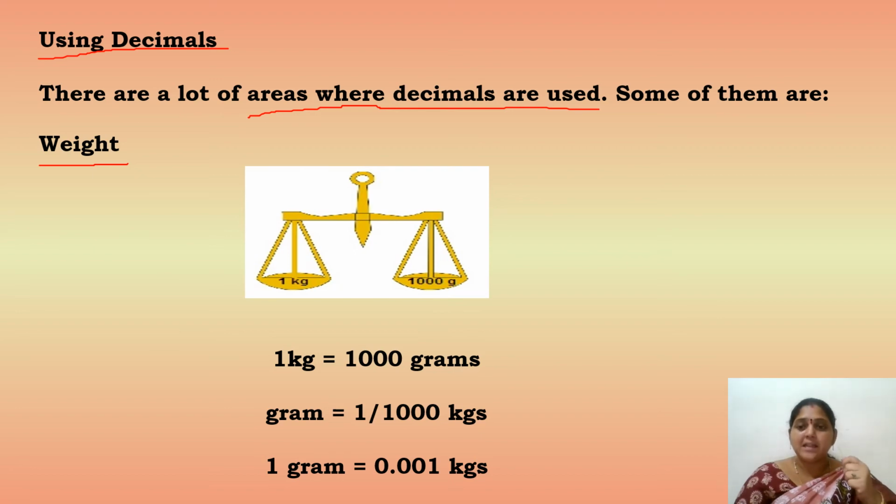So what is the quantity of 1 kg? 1 kg is equal to 1000 grams. If we want to find the quantity of a gram, how are we going to do it? We are going to divide 1 by the 1000 grams. So the value of 1 gram is equal to 0.001 kgs. This is how we calculate our grams.